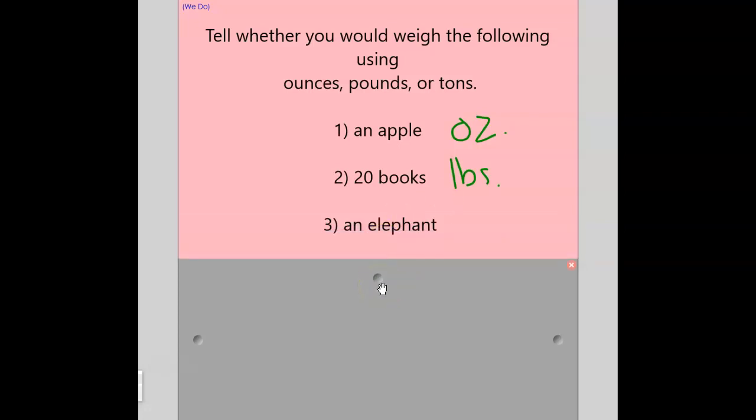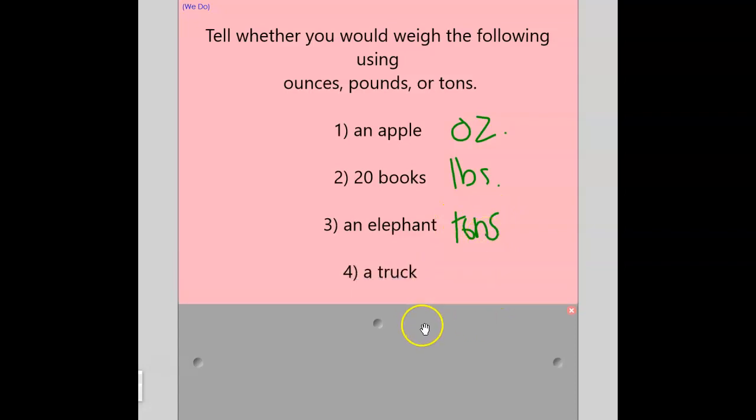An elephant. Ounces, pounds, or tons? Okay, good. An elephant would be weighed in tons. A truck.